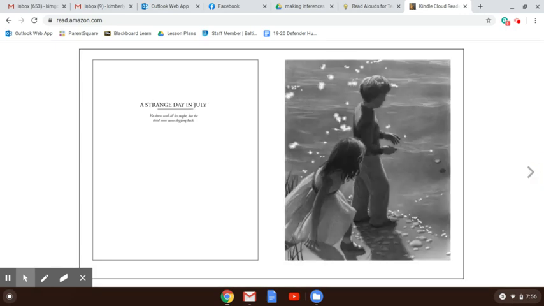A strange day in July. He threw with all his might, but the third stone came skipping back. What in the world is going on here? Make an inference.